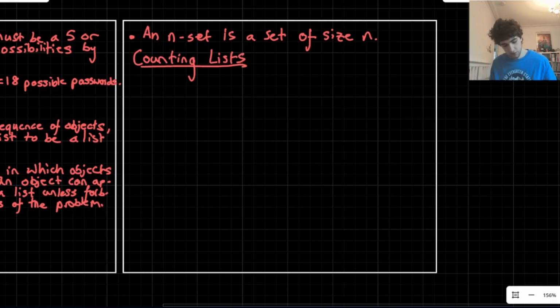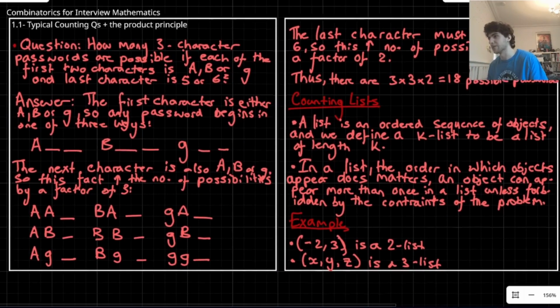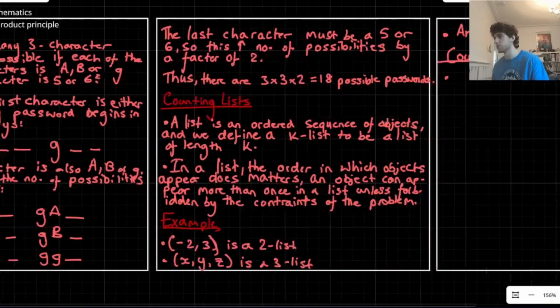Suppose that I want to find the number of k-lists taken from an n-set. For example, an 8-character password is just an 8-list, a list of length 8, because the order of terms matters, as we've already seen. And we're also allowed to repeat elements, at least for this problem. Let's just imagine a problem where you are allowed to repeat elements, for the sake of the argument that I'm going to make.